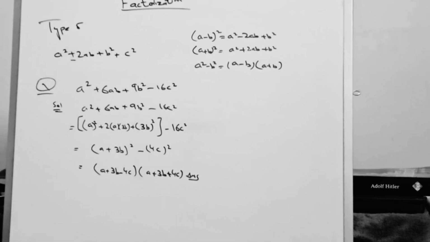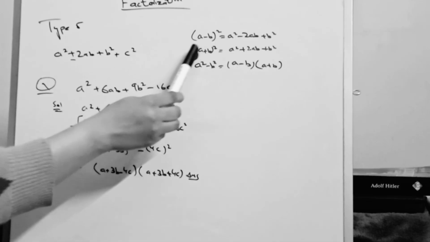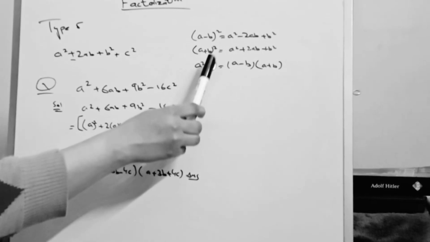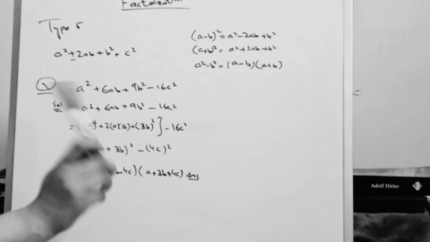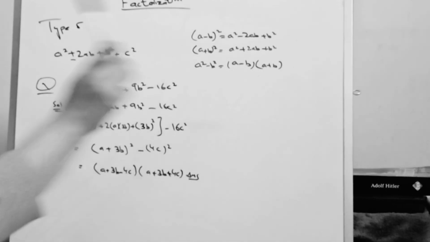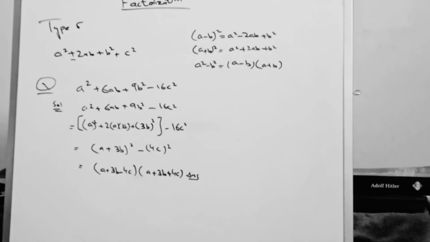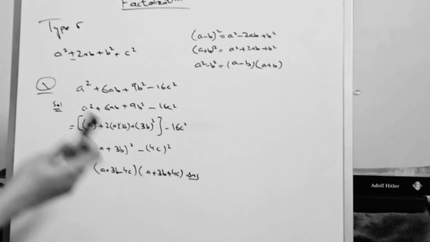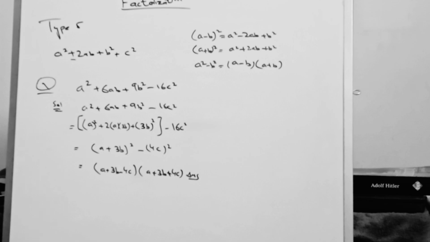Factorization type 5. In this, they have given you 4 terms, and in this, we will use all the previous 3 formulas, that is (a minus b) whole square equals a square minus 2ab plus b square, (a plus b) whole square equals a square plus 2ab plus b square, and a square minus b square equals (a minus b) into (a plus b). Sometimes they will give us the right hand side, and we have to convert it into the left hand side to use our formula. So let's begin.